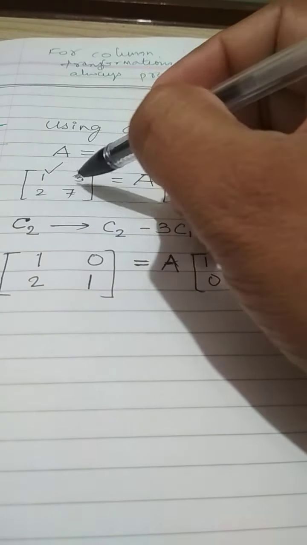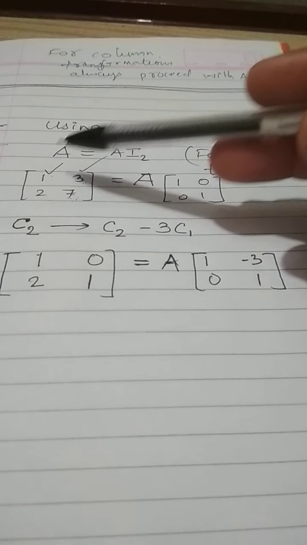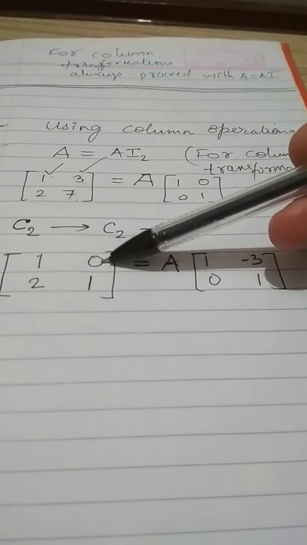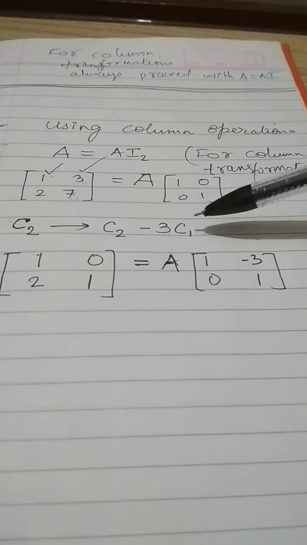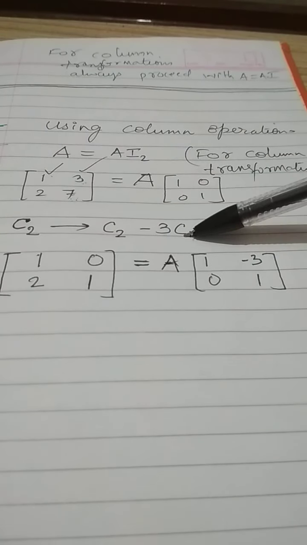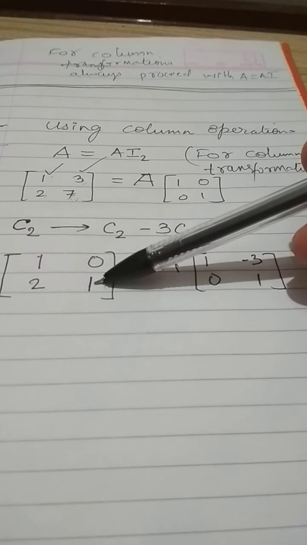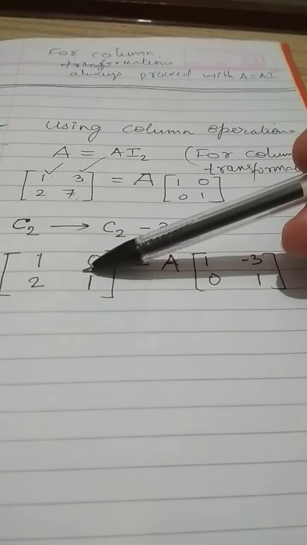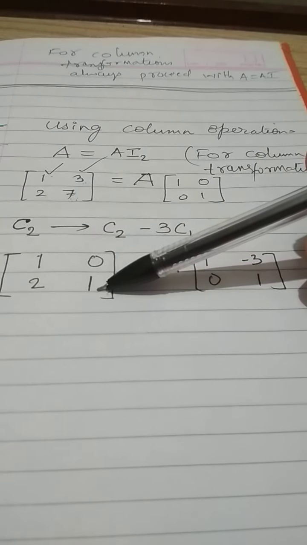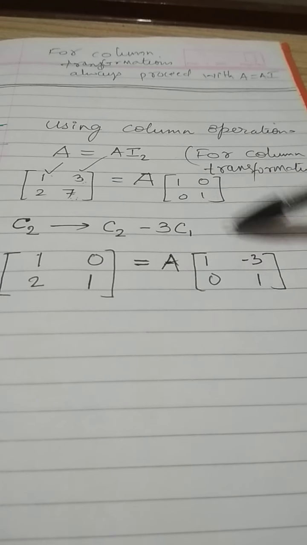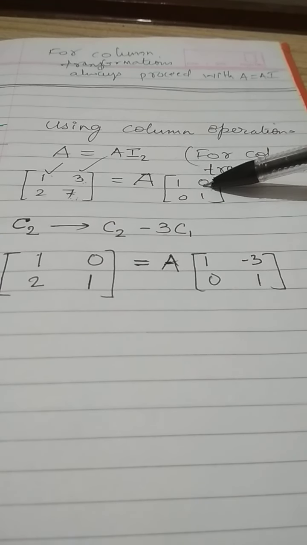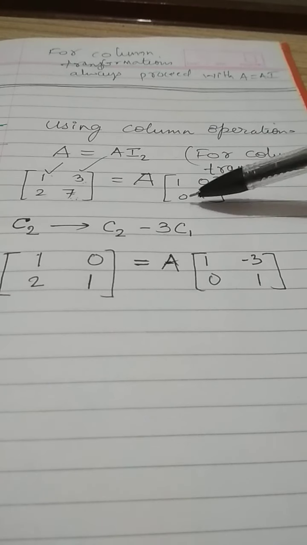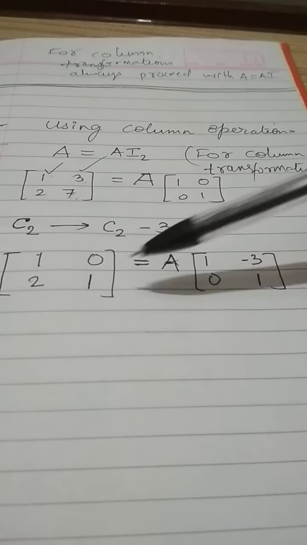So 3 changes to 3 minus 3 times 1, and 7 changes to 7 minus 3 times 2. When 3 changes to 3 minus 3 times 1, you will get 0. And 7 changes to 7 minus 3 times 2, that is 7 minus 6, which is 1. So gradually we are moving towards the identity matrix. In the same way, here corresponding 0 minus 3 times 1 is minus 3, and 1 minus 3 times 0 is 1.